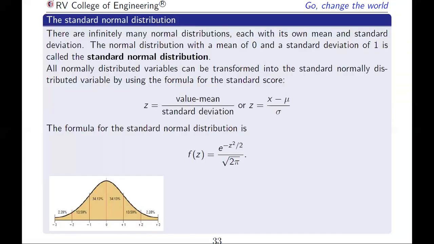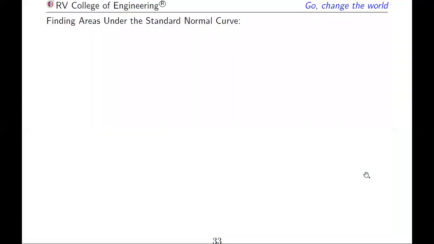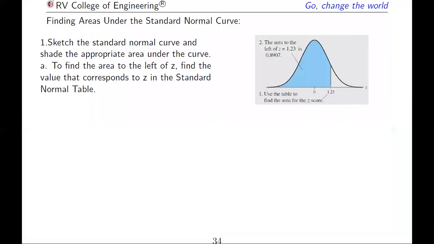Now, we are interested in finding out the area under the curve given by this for particular values of z that can be followed by the following. First, we need to sketch the graph of the curve. And if you are interested in finding out the area to the left of z, we find the corresponding value of z.